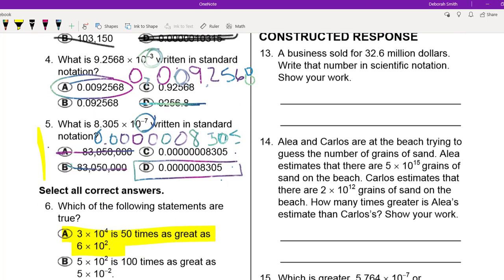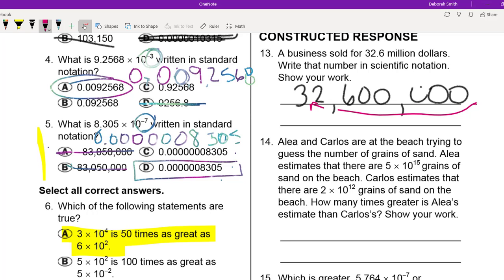Scrolling on up to number 13, write 32.6 million in scientific notation. Well, first, let's write it in standard form because some of us struggle with that. So there's 32 million. Here's what follows. So that's 600,000. Now to put that in scientific notation, I'm going to move the decimal from here to there. This will be 3.26 times 10 to the, moved it 7 times, that decimal.